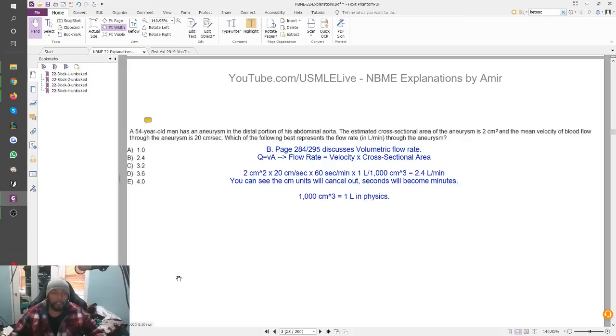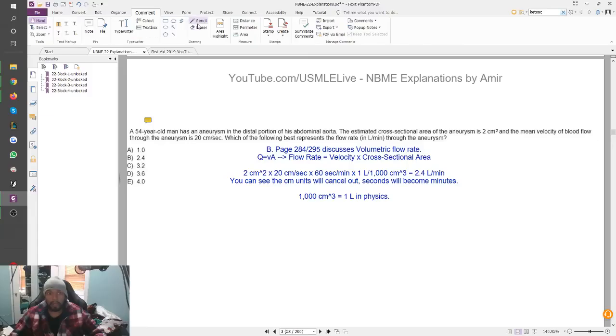A 54-year-old man has an aneurysm in the distal portion of his abdominal aorta. And then they toss a math question at you, which was really interesting because you didn't really need to know the equation to solve this. The estimated cross-sectional area, so let's take a look at what's happening, right? Because you've got to be able to deduce things.